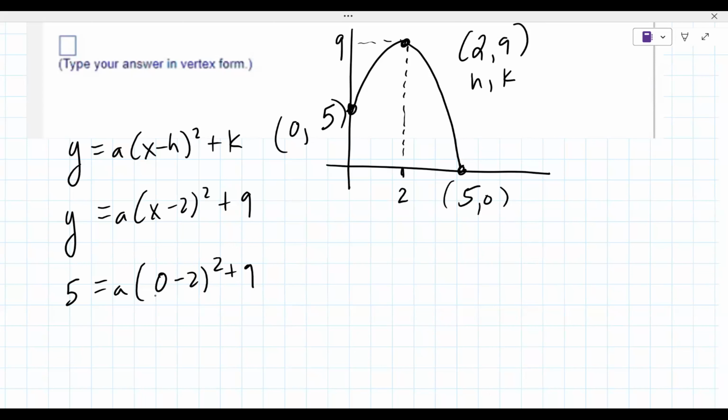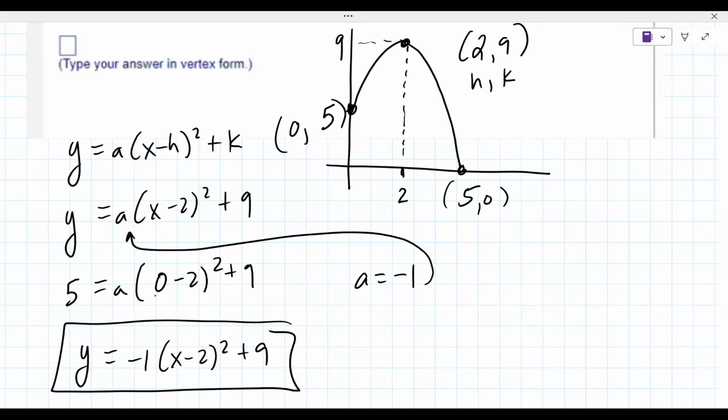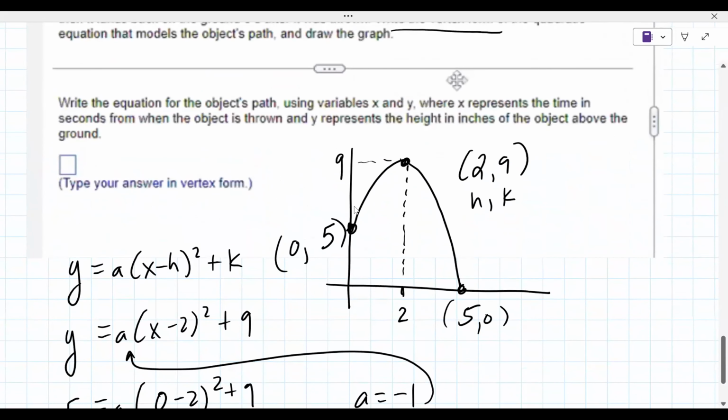Does a equal -1? Yes, that is correct. A is -1. That goes back in here. x minus 2 squared plus 9. So your box wants the whole thing this time. It tells you it wants it in vertex form. From here, part B, I think, is to use the graph. So you're looking for a graph that looks like this.